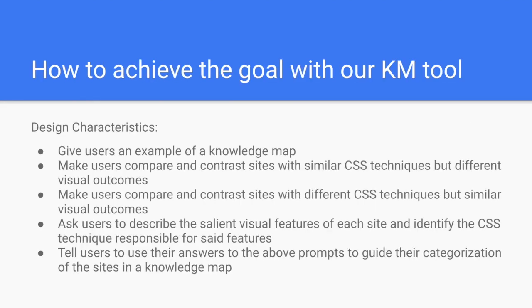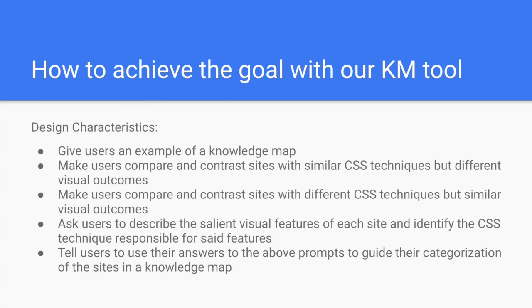To both achieve our user goals and overcome the potential obstacles, we came up with a set of design characteristics for our revised Knowledge Maps tool. Number 1, give users an example of a knowledge map so they have an idea of what they're working towards. Number 2, make users compare and contrast sites with similar CSS techniques but different visual outcomes. This helps them build out the categories for a CSS approach knowledge map because they see how the same CSS techniques can be used in different ways.